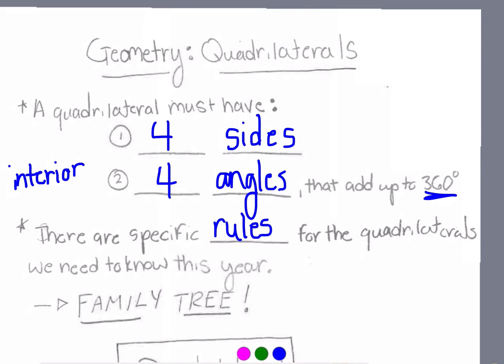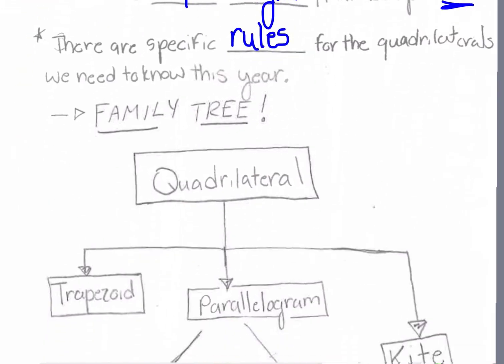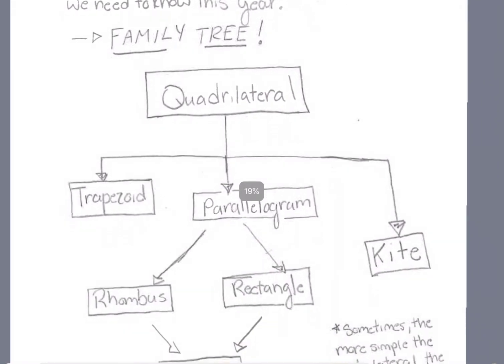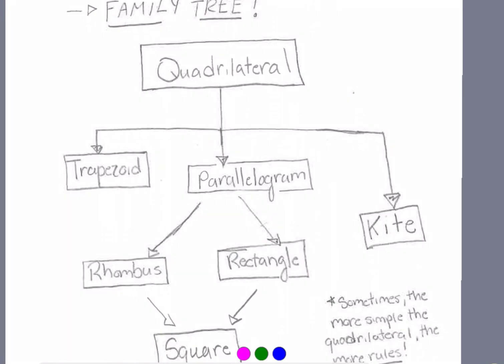Now, there are specific rules that we're going to have to know about certain quadrilaterals this year, focusing on 5th grade material and 6th grade material and on, and I have made what we call a quadrilateral family tree. We're going to go from the very basic stuff all the way down to the very specific stuff. I'm going to talk about each.